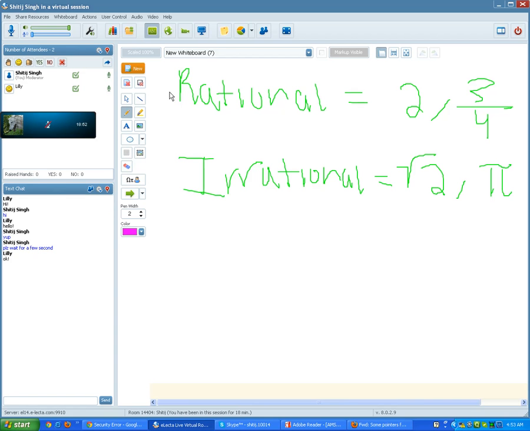What's the difference between a rational and an irrational number? And what's the difference between a rational and irrational number?